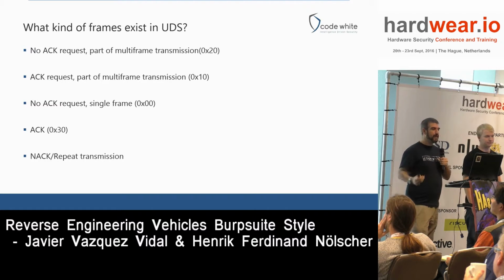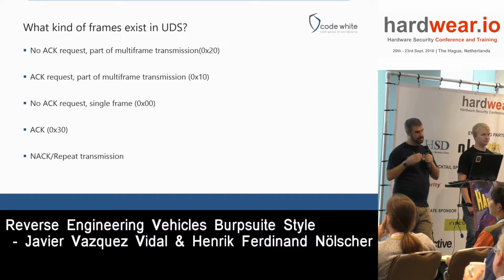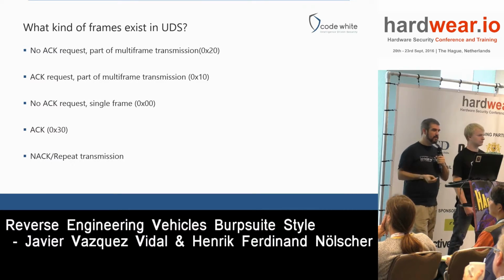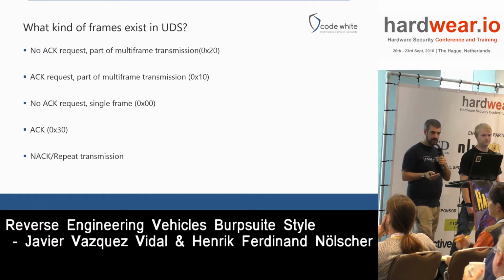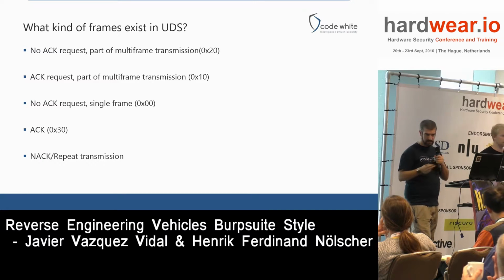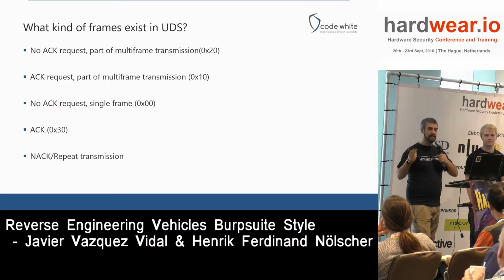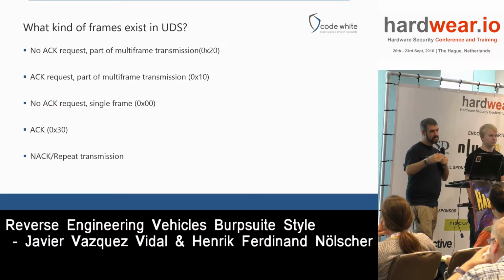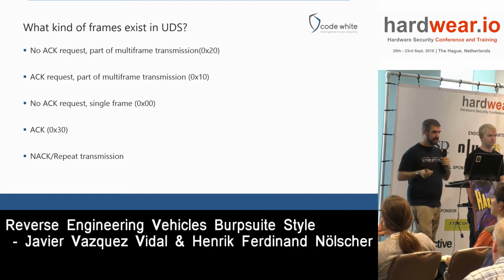And what kinds of frames exist in UDS? There's not that many. There's the request without ACK, as part of a multi-frame transmission. That means the message is more than 7 bytes long. And the no-ACK request is obvious. Then the same thing, but with ACK request. The only thing that changes is the first byte of the whole transmission. And then on every single frame, there will always be a first byte, which is consecutive, to follow up, just in case the server or the client misses a frame.